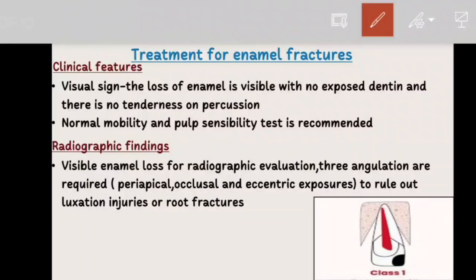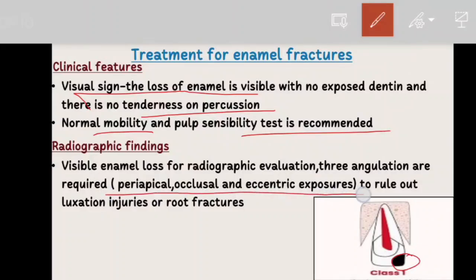Now the treatment of the enamel fracture, which is class 1. So the diagram shows only enamel is lost, no dentine or pulp exposure. So clinical features is visible enamel loss, no tenderness on percussion, there is normal mobility and pulp sensitivity test is normal. So radiographic finding is radiographically enamel loss is visible, means 3 x-rays required, that is periapical, occlusal and eccentric view to rule out the luxation injuries or the root fractures.